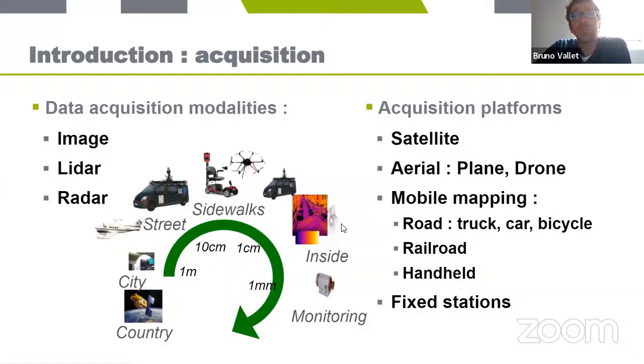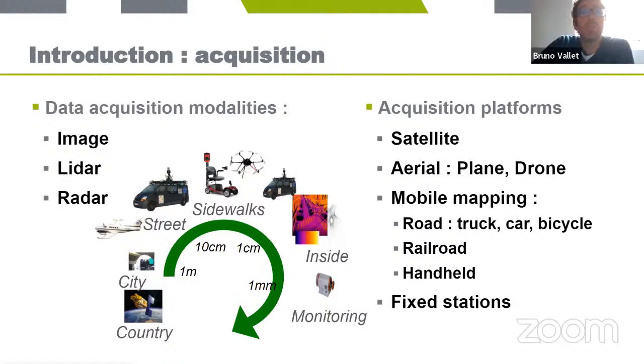We're also going to talk about various acquisition platforms. And depending on the kind of monitoring that you want to do, and depending on the kind of level of detail that you want, your acquisition platforms can go from things that are very far, like satellites, closing in a little bit to aerial acquisition platforms like planes and drones. We're going in this presentation to talk a lot about mobile mapping, because with mobile mapping, we're much closer to the actual scene and to the actual city.